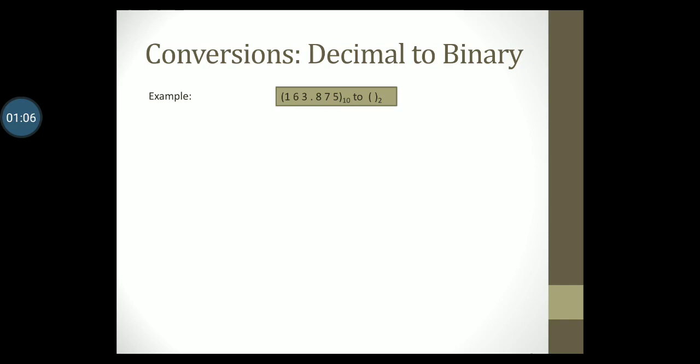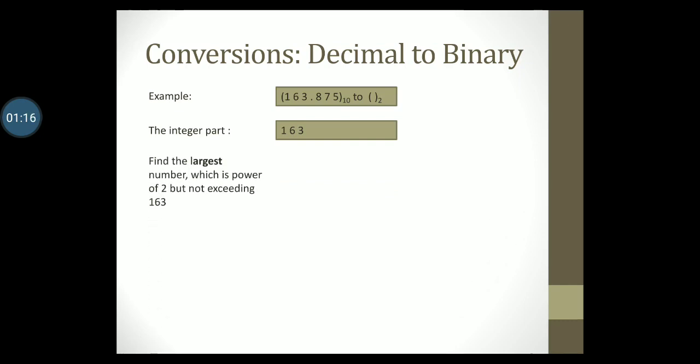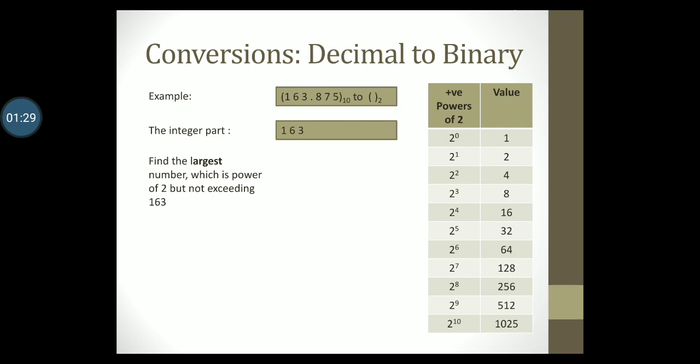Notice that this example has an integer part and a fractional part. Let us take the integer part, that is 163. We have to find the largest number which is a power of 2 but does not exceed 163. Let us refer to the table of positive powers of 2. We find that 2 raised to 7, that is 128, is a number which is a power of 2 and does not exceed 163. So we record it.